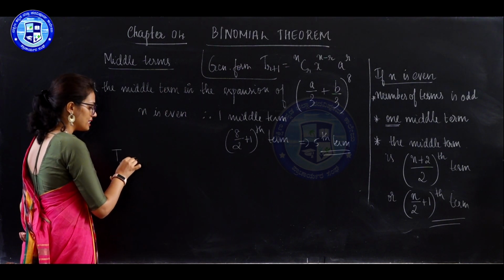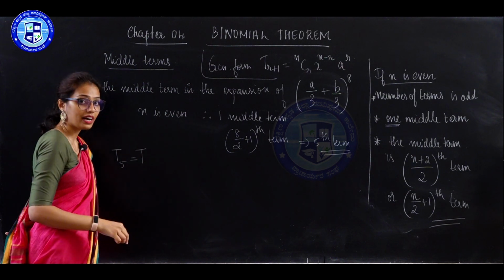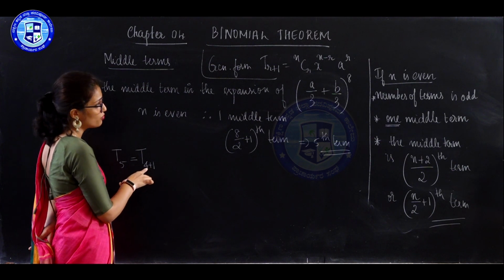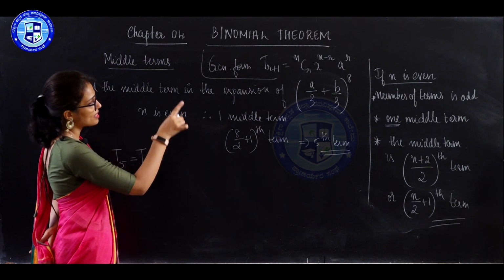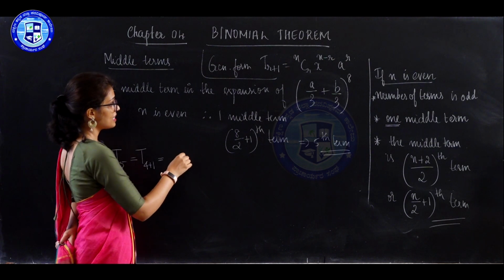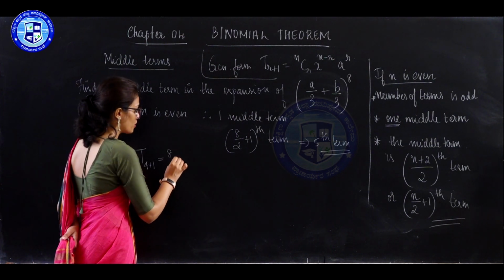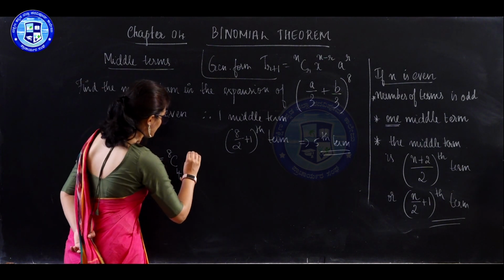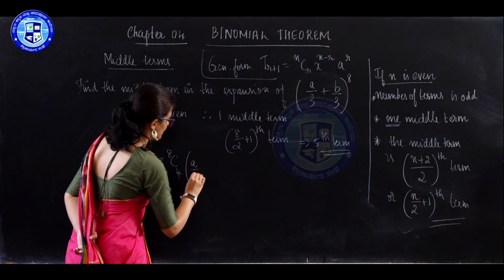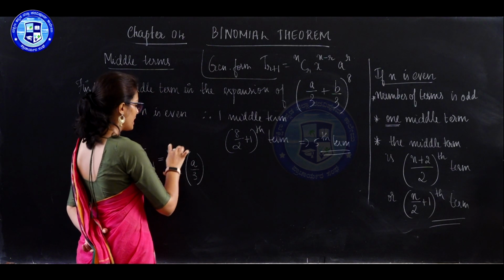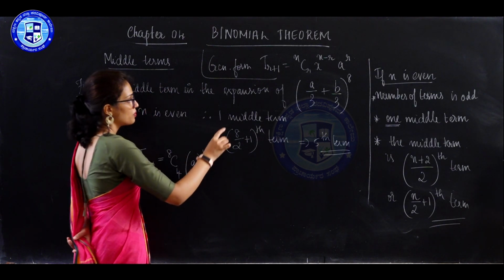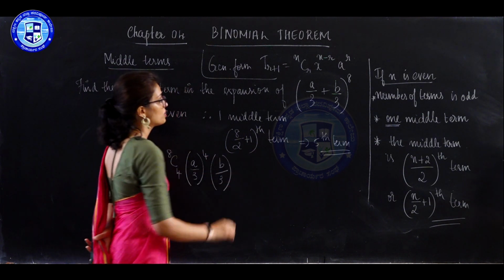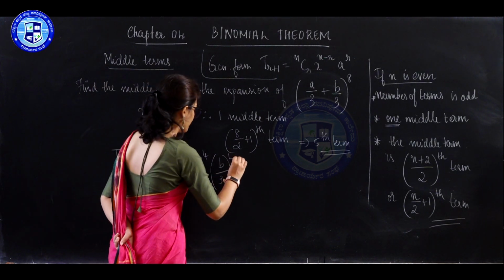So how do we find T5? We can write T5 as T4 plus 1, correct? So our r value will be equal to 4. So let's substitute this in the general form. nCr, n is 8, so 8C4, x to the power n minus r. In the place of x we have a by 3, n minus r, so 8 minus 4 is 4. What happens to the next term? b by 3 to the power 4, r.